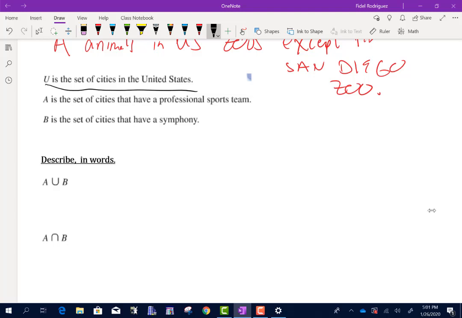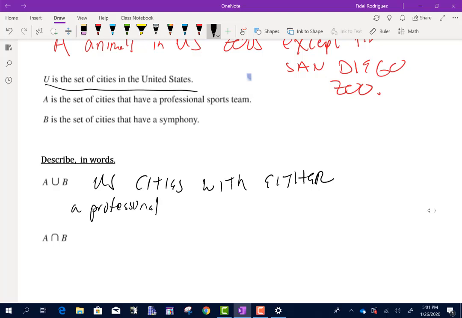Describe in words, okay? These would be U.S. cities with either a professional sports team or a symphony, okay? Now, guys, remember, this is an inclusive or. It could be one, it could be the other, it could be both, right?